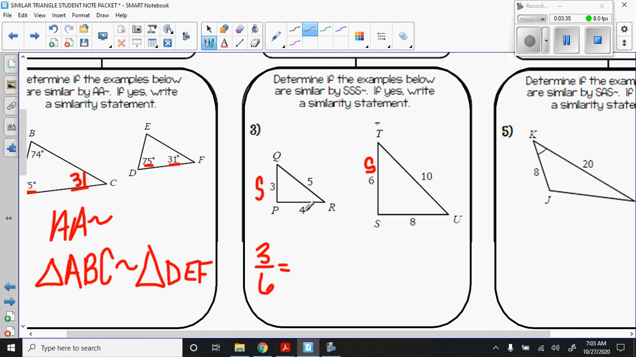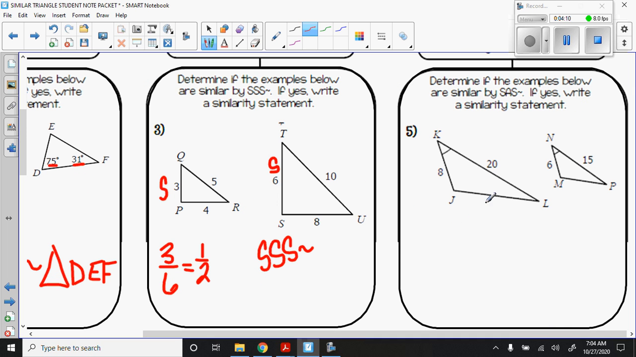And I'm going to take my medium number, 4/8. That also is 1/2. So I don't have to really write that. I can do that in my head. And then 5/10 also reduces to 1/2. So since all of the fractions reduce to 1/2, these are similar by side, side, side. Okay. In my similarity statement, I'll go PQR, and then I can say STU, just like this one.